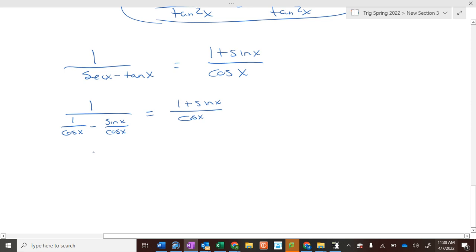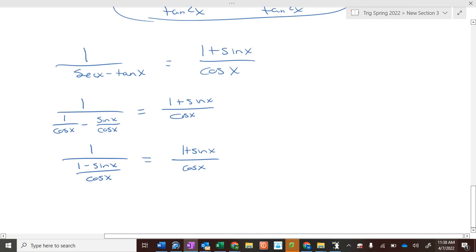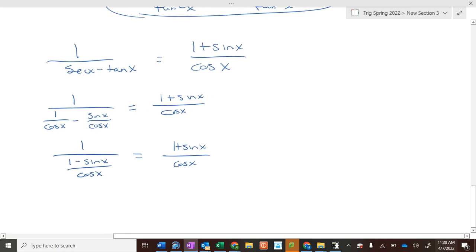Now, the denominator, we can combine the fraction to be 1 minus sine of x over cosine of x. Now, I have a minus sign in the denominator. I have a plus sign in the numerator. So what did we do last time? Multiplied by the conjugate of the denominator. So the conjugate of that is 1 plus sine of x. And so we'll multiply the top and the... So we'll just go like this once. Okay?